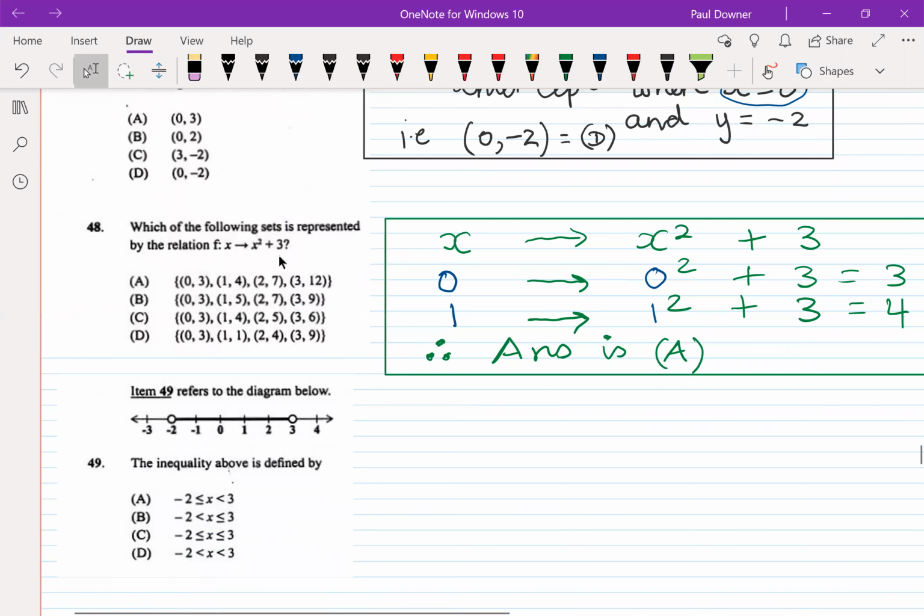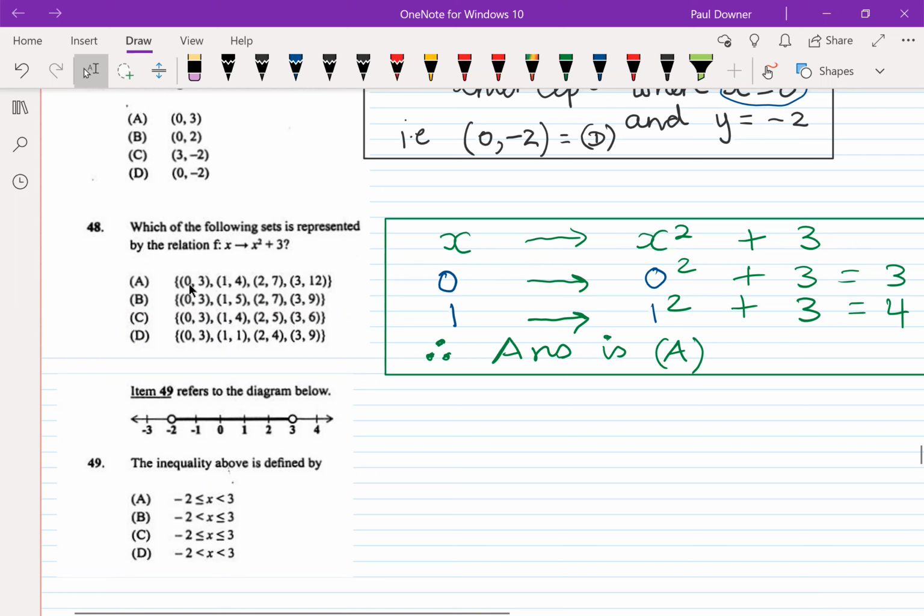They say, which of the following sets is represented by the relation, and this is the relation here. Which one is represented by that? Well, let's start with the first one and work through it. What's the relationship we're going to check out? x squared plus 3, and we're going to see if it works with the points in set A. So x is mapping onto x squared plus 3. Let's see if that is true.